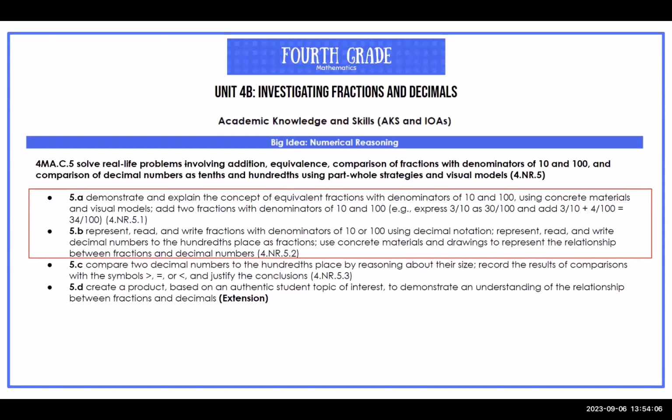For IOA 5B, the conceptual understanding of decimals, how they relate to fractions, and decimal notation are introduced for the first time in fourth grade. Students will engage in multiple opportunities to explore and reason that a number can be represented as both a fraction and a decimal using area, length, and set models. Students make connections between fractions with denominators of 10 and 100 and use decimal numbers on a place value chart.